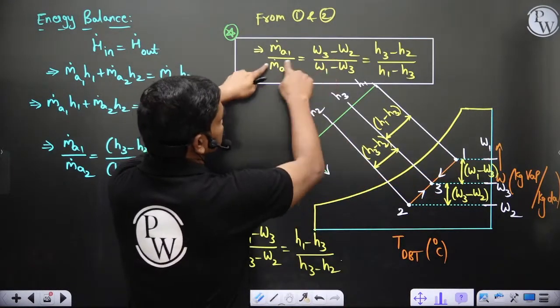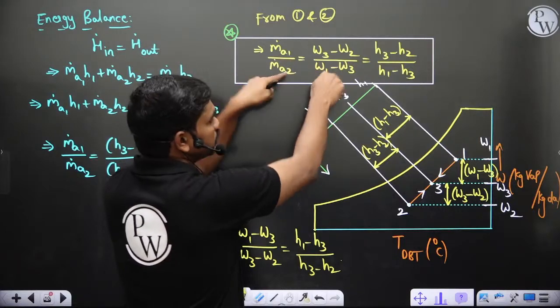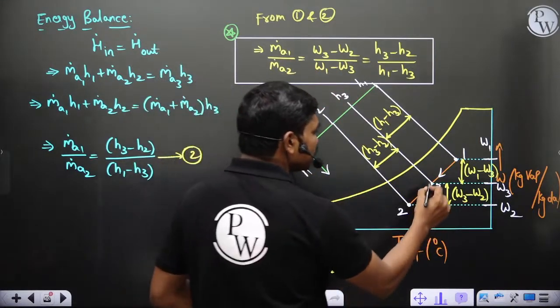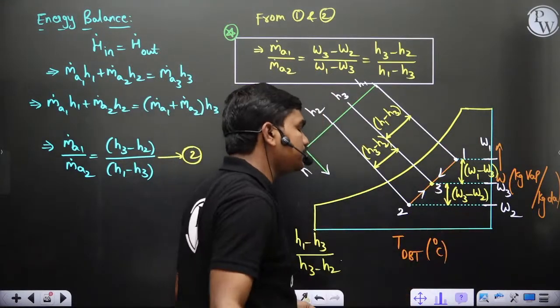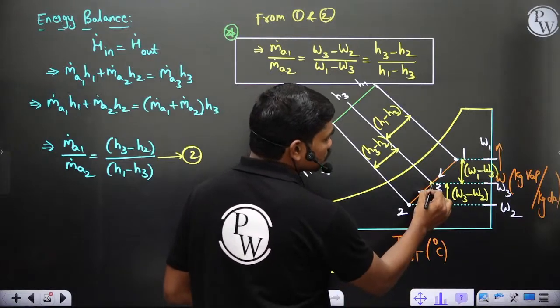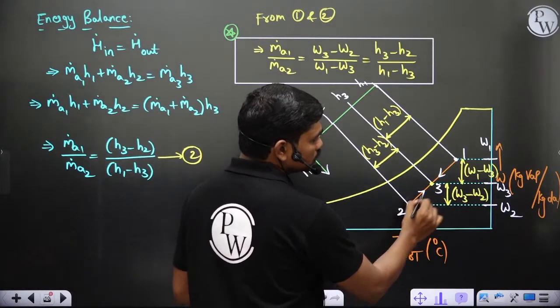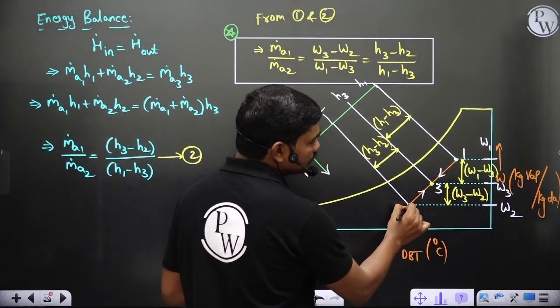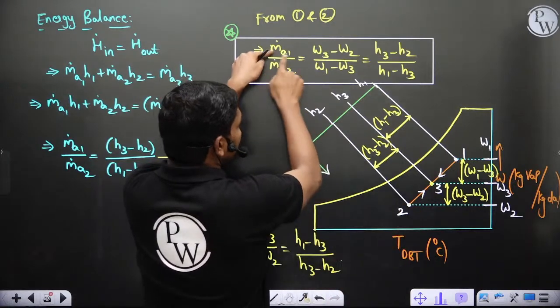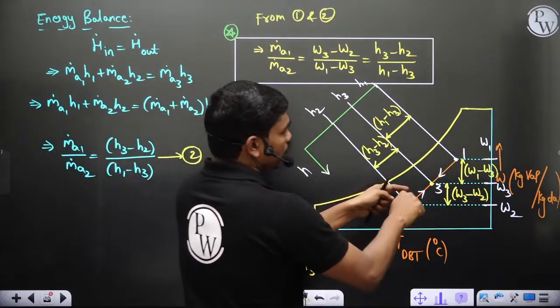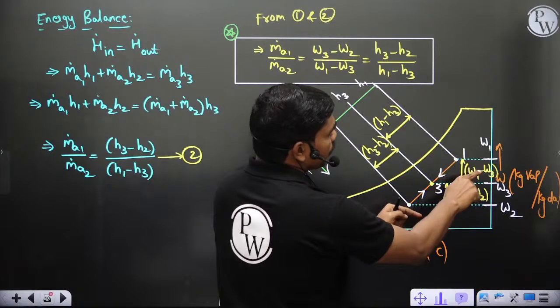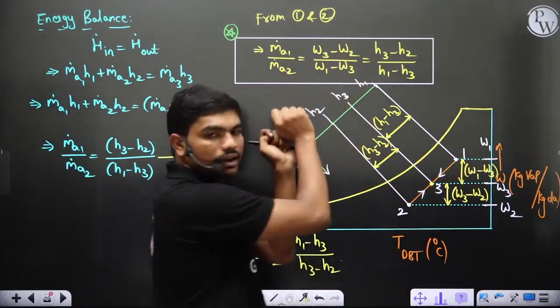If you simplify these two, you have the lever rule about this point, as in the case of iron or basically phase diagrams. About this point, if you take the levers, m dot a1 by omega 3 minus omega 2 is also the same as m dot a2 by omega 1 minus omega 1 minus omega 3.